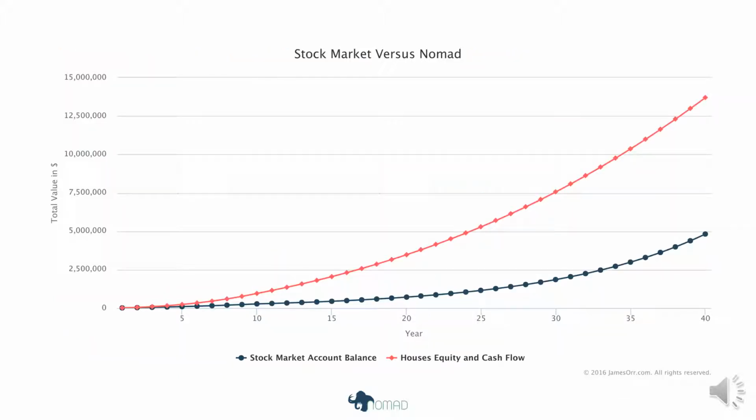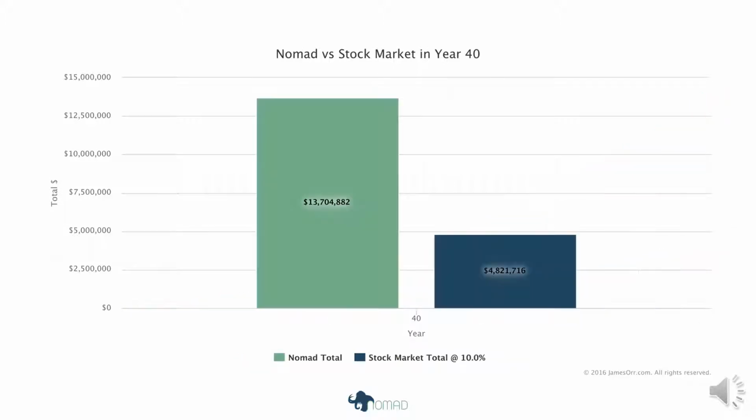This is the chart that shows that. The blue line is your stock market balance. It's the chart I showed you 2 slides ago. And you can see that grew to be about 4.8. And then the Nomad one shows you that the red line has grown in the same time period to about 13.9. So the Nomad model crushes it.